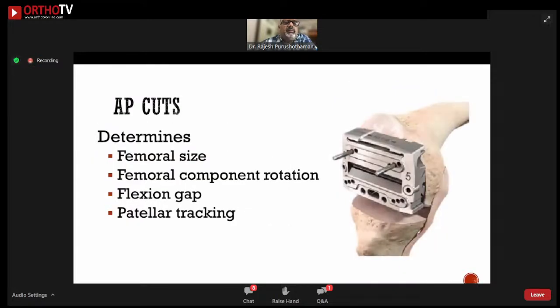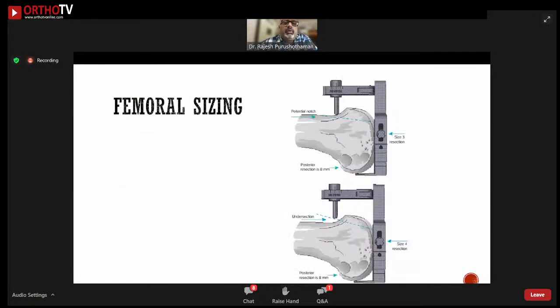The AP cut will determine the femoral size. It will also determine the femoral component rotation. It will also determine the flexion gap and the patellar tracking. So your sizing should be correct.